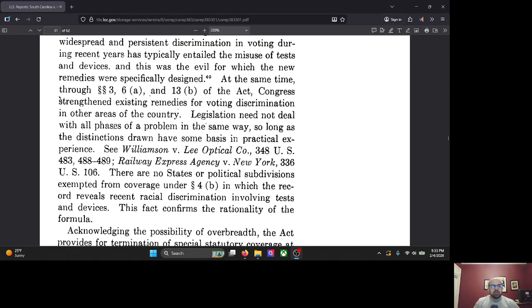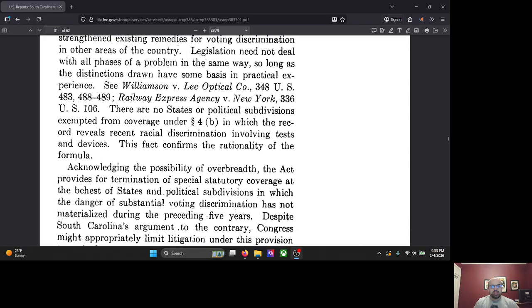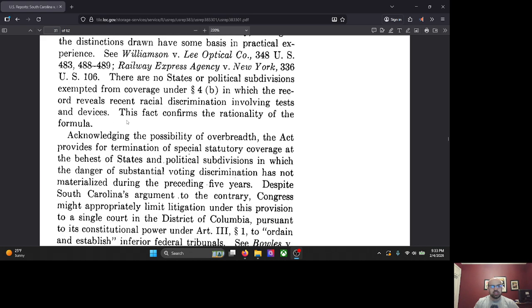Legislation need not deal with all phases of a problem in the same way, so long as the distinctions drawn have some basis in practical experience. There are no states or political subdivisions exempted from coverage under subsection 4b in which the record reveals recent racial discrimination involving tests and devices. This fact confirms the rationality of the formula.